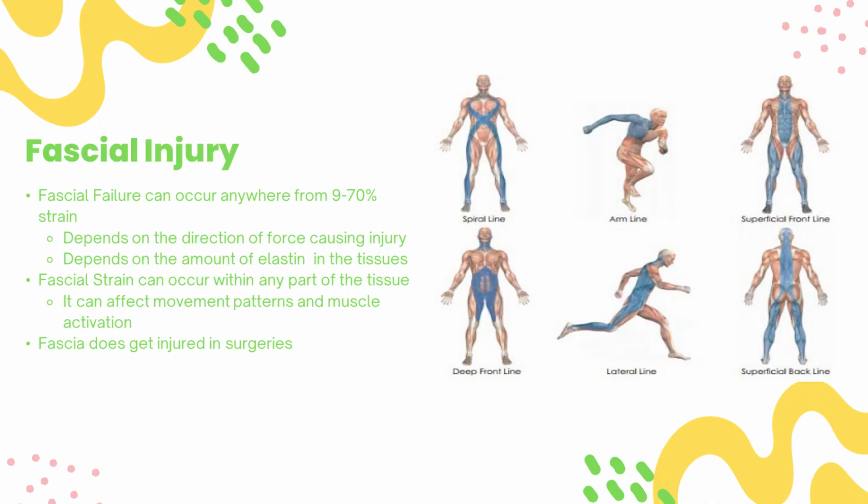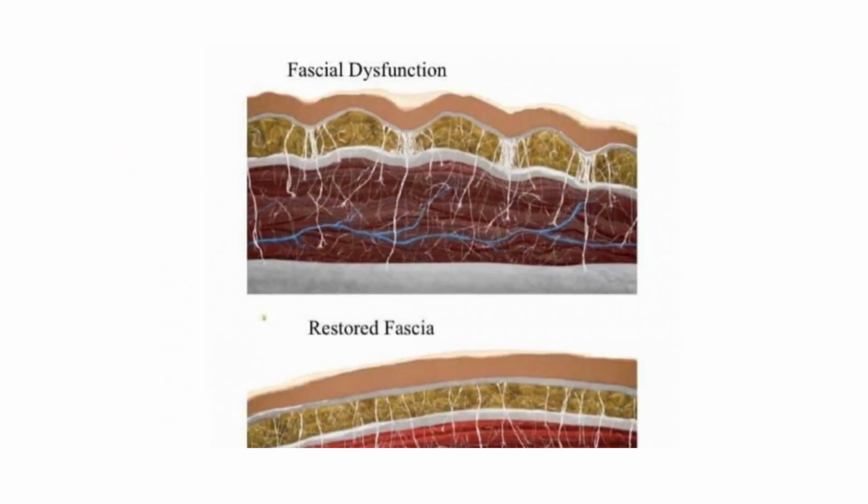Fascia has a very wide range of failure rate because different parts of the fascia have different amounts of elastin and different amounts of collagen. Fascia can actually fail anywhere from 9 to 70% of strain. So that is a huge wide range of fascia being able to stretch versus fascia that is very tensile and will tear. And so we want to keep that in mind of where are those thicker amounts of fascia, what areas are a little bit more susceptible to faster and easier strains. And like I said, fascia can affect the movement and the muscle activation because it engulfs all of those specific muscles.